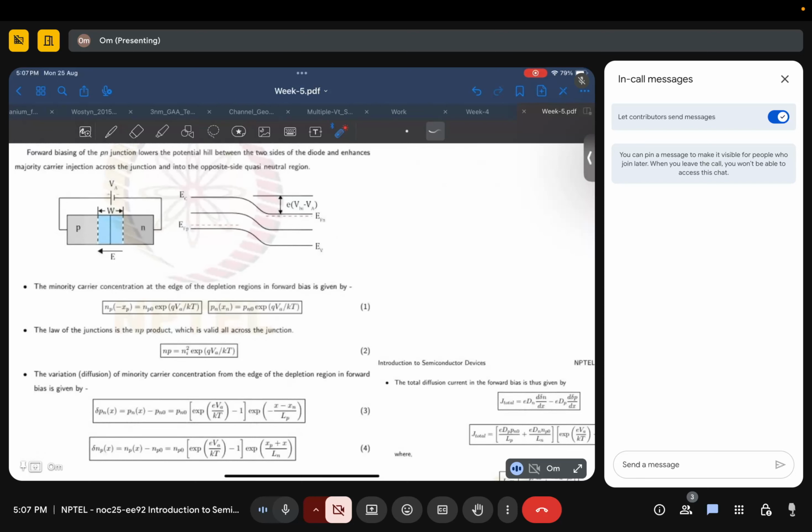This is the minority carrier concentration at the edge of the depletion region, which is basically the minority carriers just crossing from the N to the P side. So electrons here and holes here have been injected due to this forward bias VA.